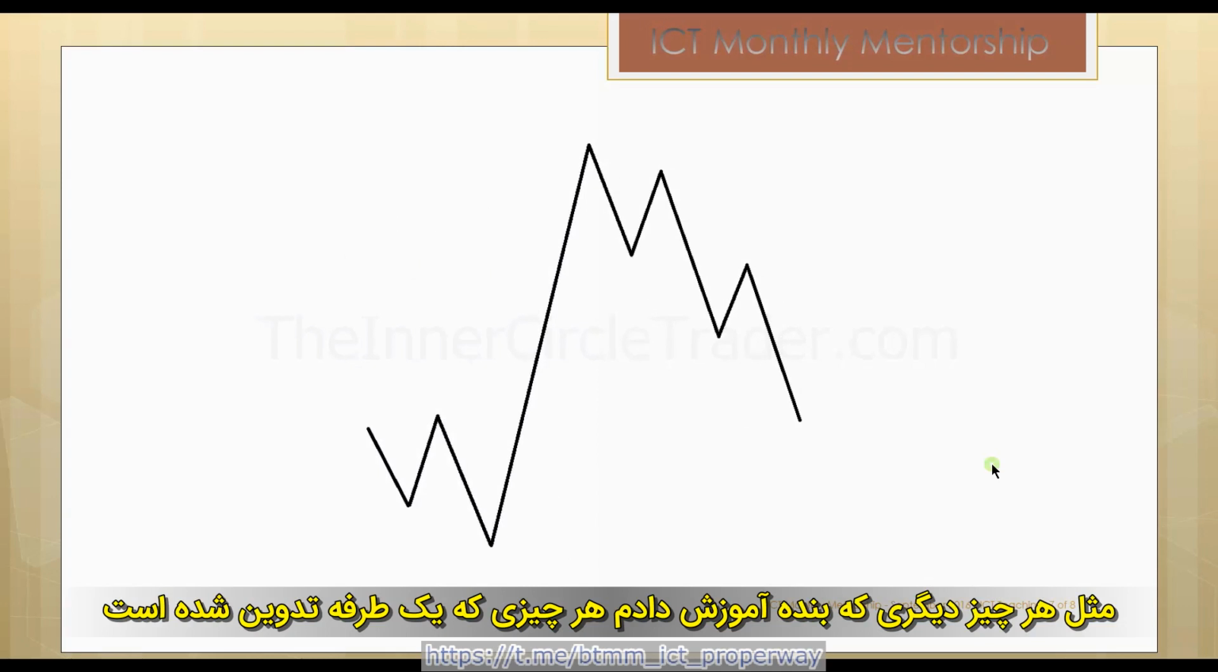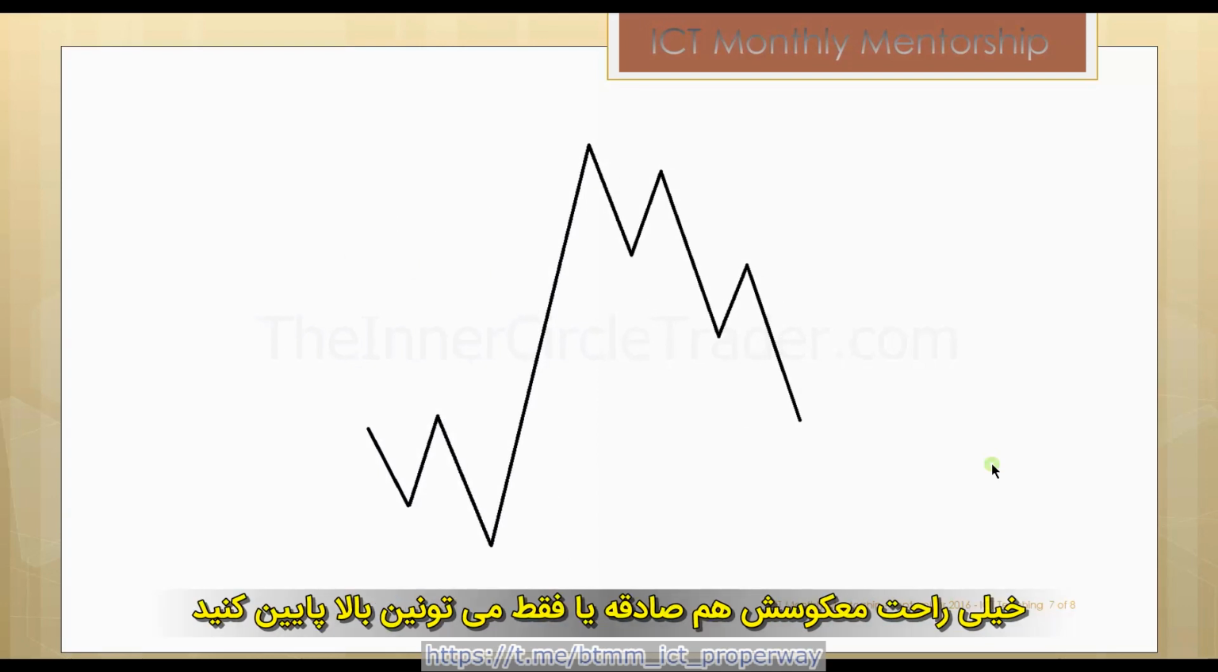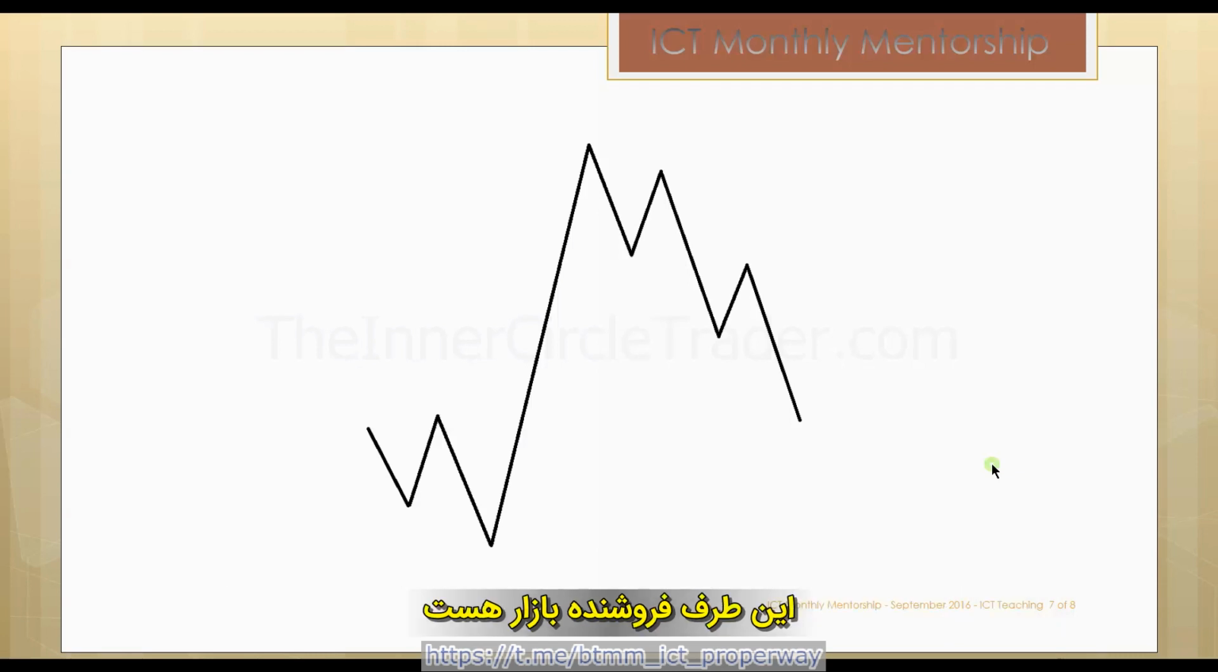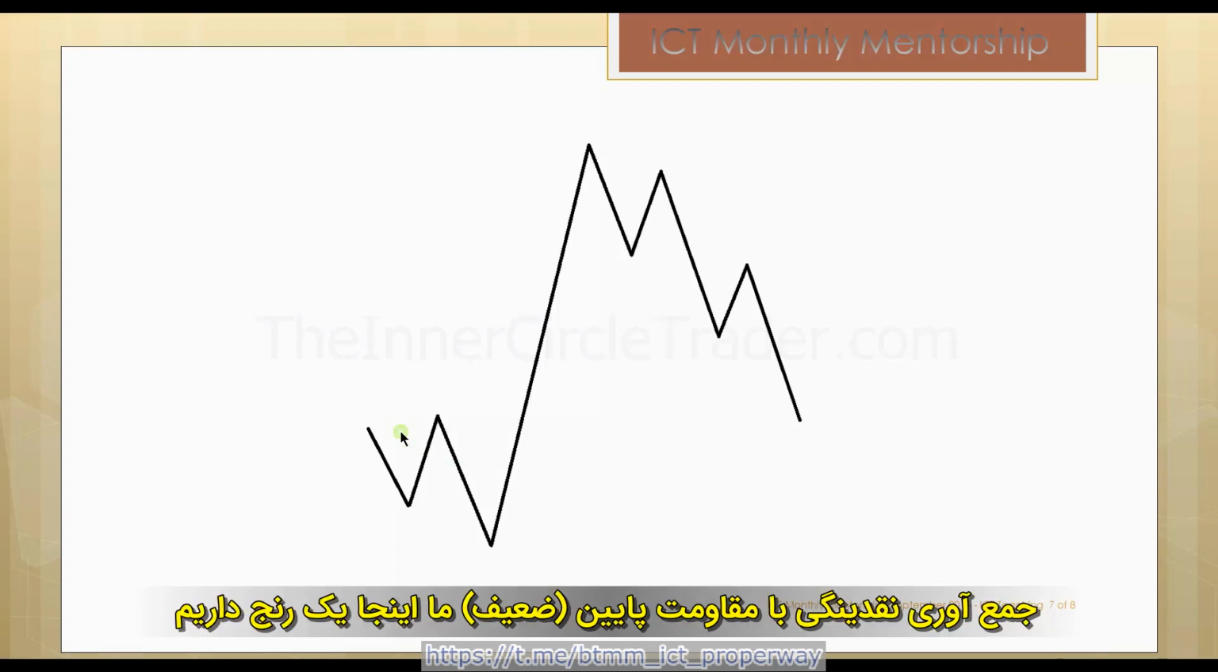Much like everything else I've always taught, everything I teach one-sided obviously is easily communicated by using the reverse of it, or just turning it upside down. This is a sell side of the marketplace, low resistance liquidity run. We have a consolidation in here.